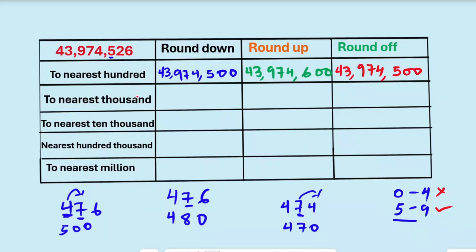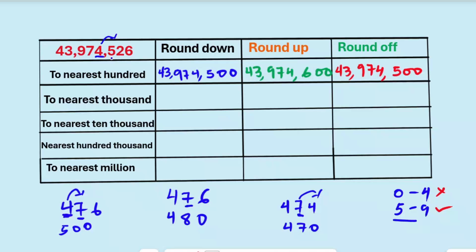Let's move on to the nearest 1,000. So this is the number. To the nearest 1,000, we have to look for the thousands place. So here is ones, tens, hundreds, thousands. So here is going to be the thousands place. So we just land here. The number behind this 4 is going to be 5. Under normal circumstances, this is 5.